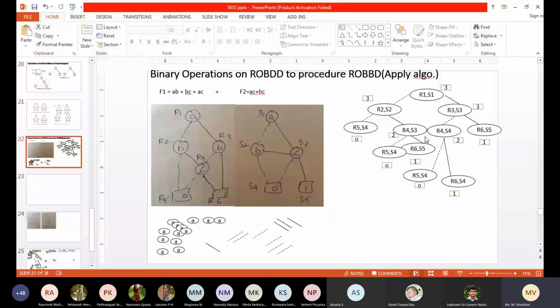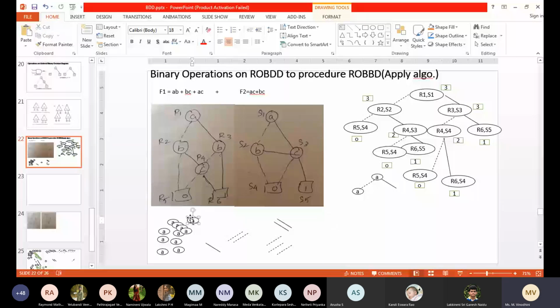The first node, this will be A. So this will be A, 0 and 1. This will be B because both are at the same level. B. Next, this is B. When it is 0, it is going to 0.